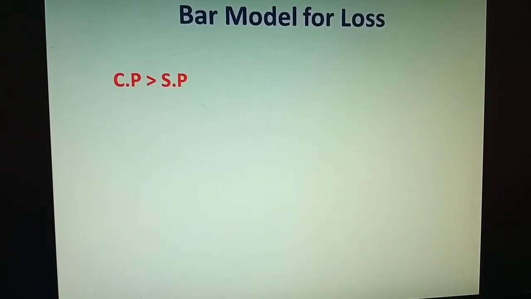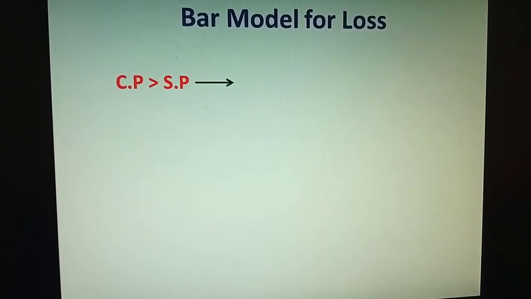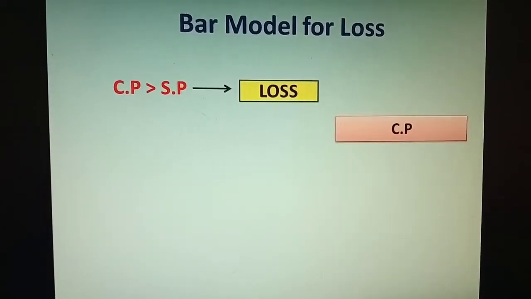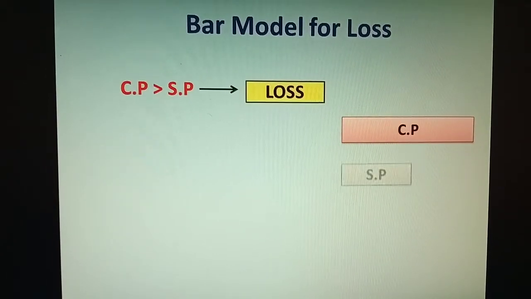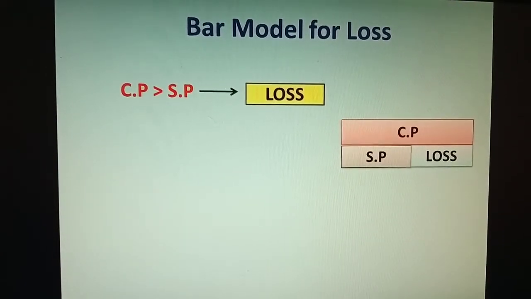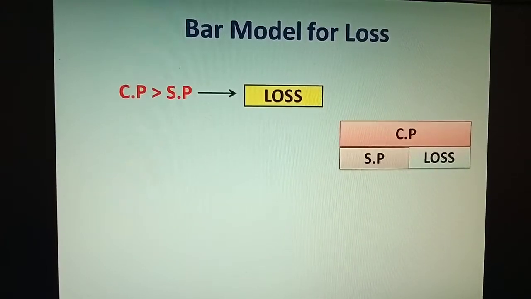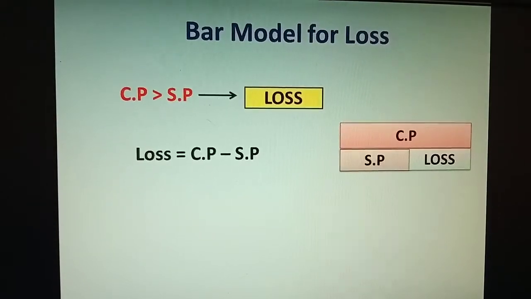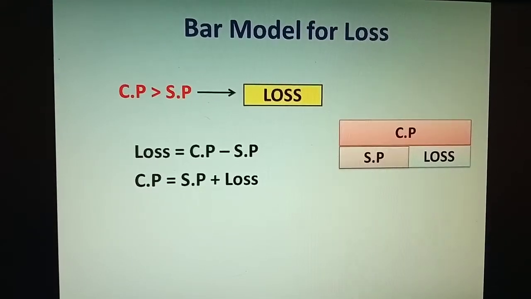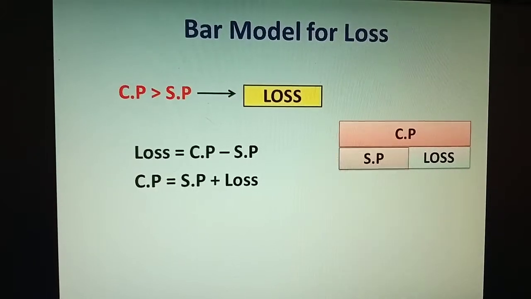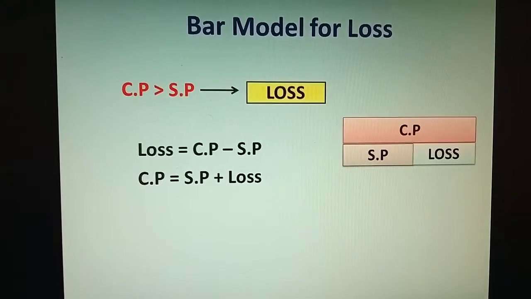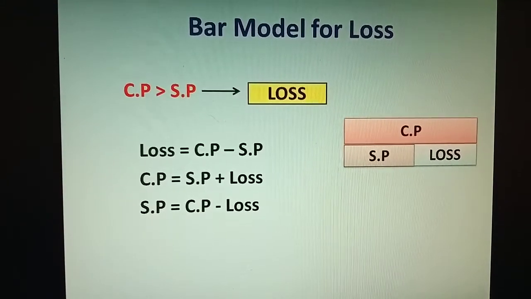Let's look at the bar model for loss. When there is CP greater than SP, then we say it's a loss. Let's look at the bar model for it. CP is greater, so it will be in the whole, that is upper bar, and SP and loss will be the parts in the lower bar. Now if we have to find the loss, we subtract CP minus SP. If we have to find CP, then we say SP plus loss. Two parts added and we get the whole. Now if we have to find SP, we say CP minus loss.